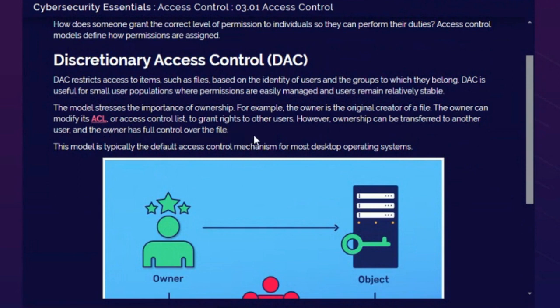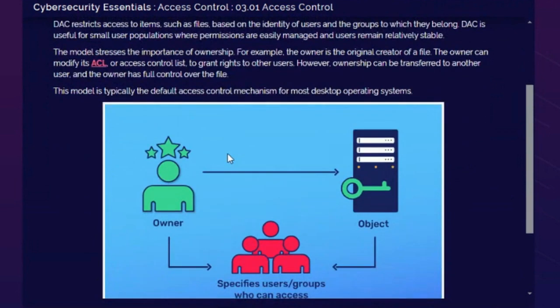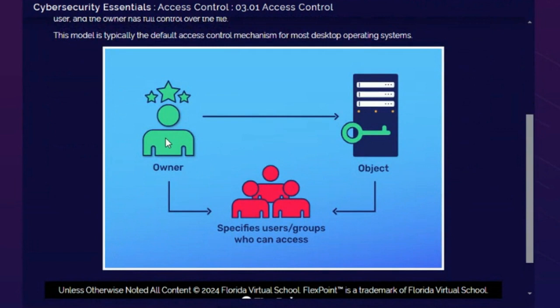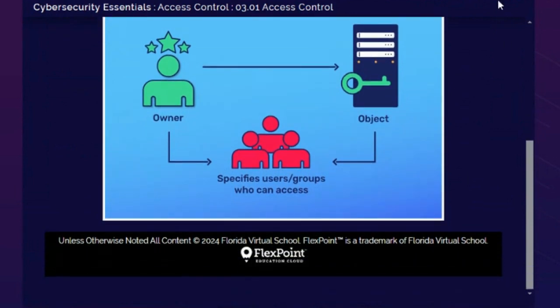It's kind of like when you create something in your Google Drive. You're the owner of it and you have to grant access for other people, and you can make them editors. You can make them only be able to view it, because you are the owner of that file. So there's discretionary access when you create Google files. This model is typically the default access control mechanism for most operating systems. You have the owner, whatever object they create, and you can specify users or groups of people who can access.